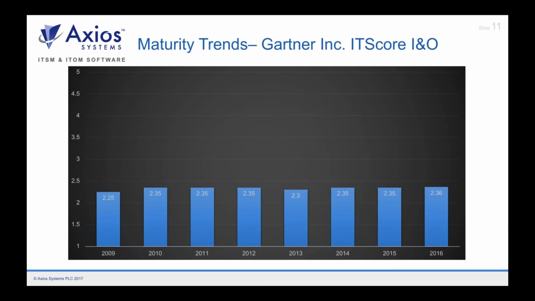Now, I want to spend a few minutes here and talk about the Gartner IT score for I&O, what we have today for rankings and values over the last 8 years. In the last 8 years, average IT maturity scores have only risen from 2.25 to 2.36. That's less than 5% of forward movement in the better part of a decade.